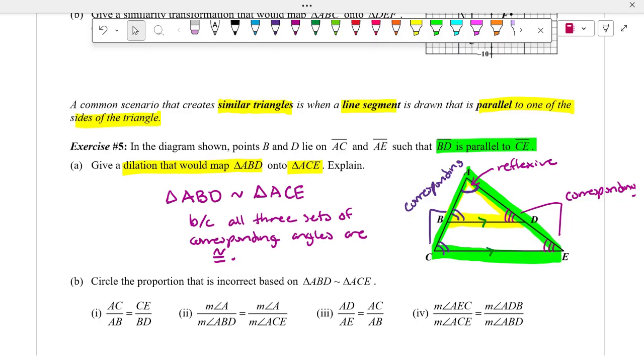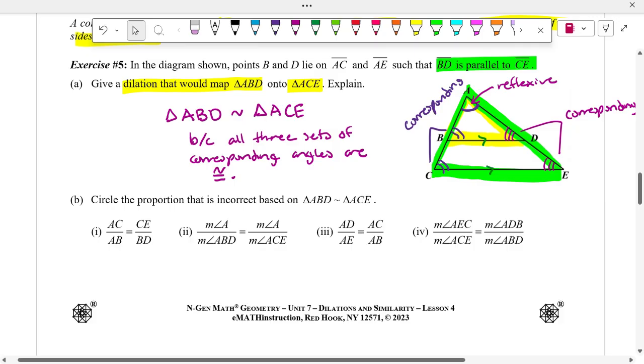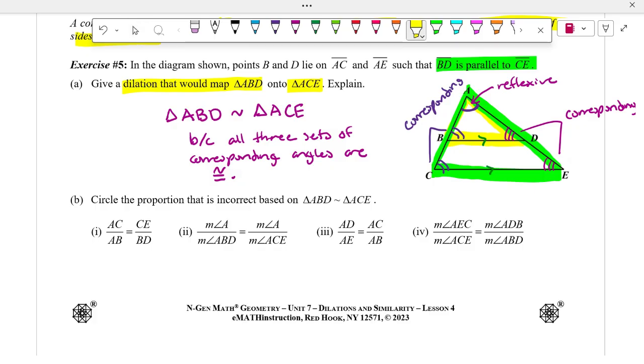Basically all this is saying is just be careful, because a lot of times they love to give a similar triangle where there's one built into another. All right. So, the last thing we're going to do for this part of the lesson: based off of the previous triangle, they want us to find the proportion that is incorrect based off of the fact that those two triangles are similar.